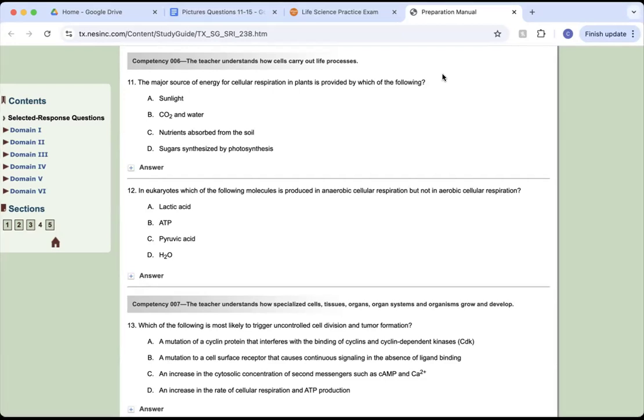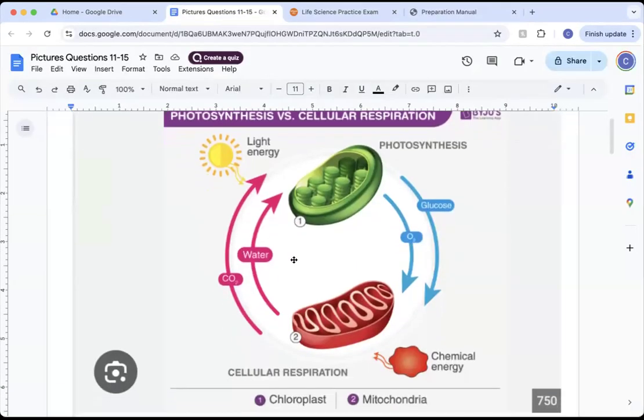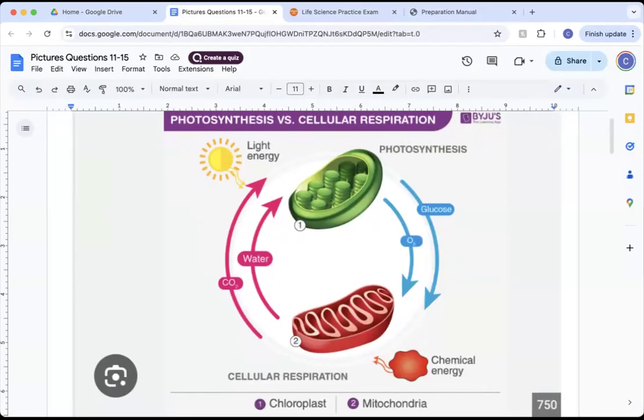D says sugars synthesized by photosynthesis. D is correct because those sugars that are produced in photosynthesis are then put back in for cellular respiration to be used as energy to fuel that process. I'm going to pull up a picture here so you can see how these two work together.